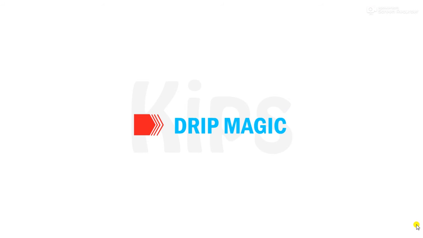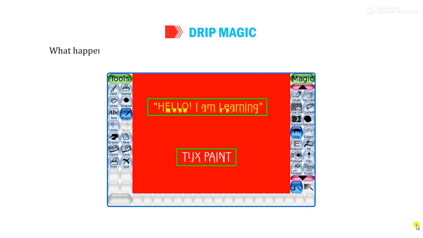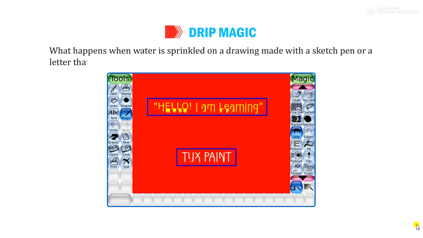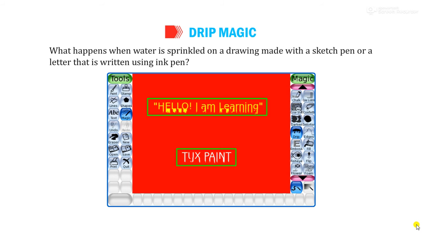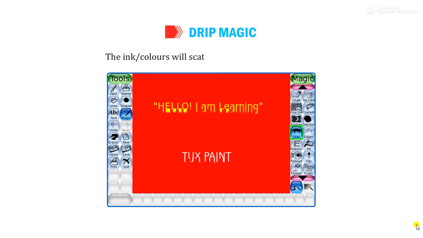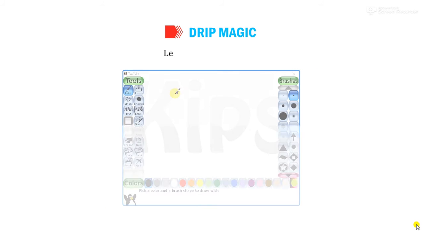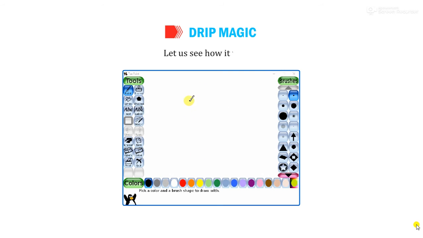Students, let us talk about drip magic. What happens when water is sprinkled on a drawing made with a sketch pen or a letter that is written using ink pen? The ink or colors will scatter and drip away like water. Similarly, this magic sub tool gives a dripping effect to the drawing. Let us see how it works.